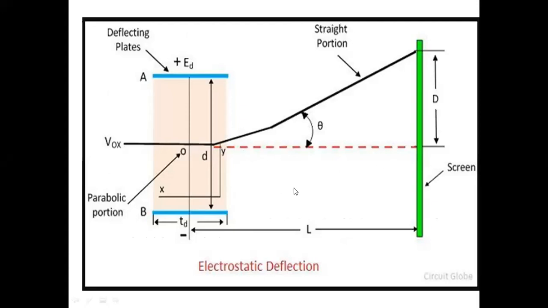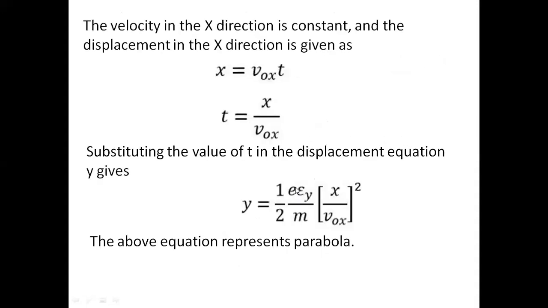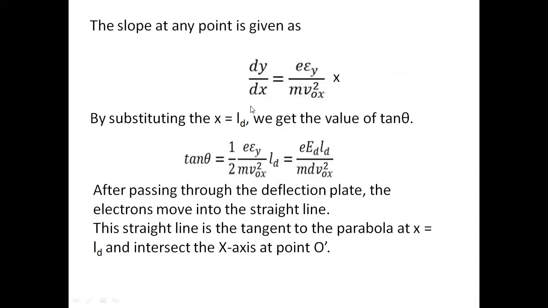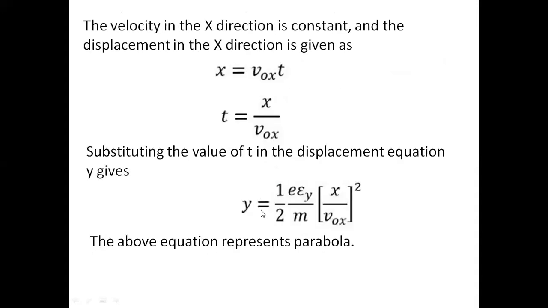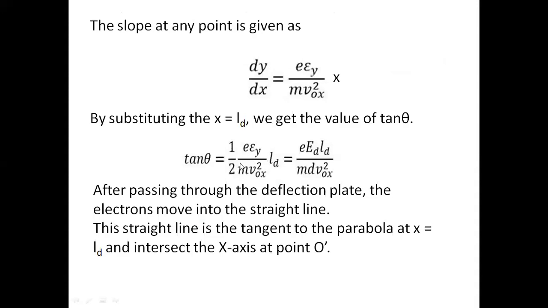So in the vertical direction it is y, by x, and x is in terms of LD. LD is the x. So with that we can get this tan theta.